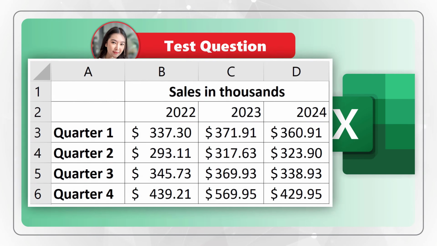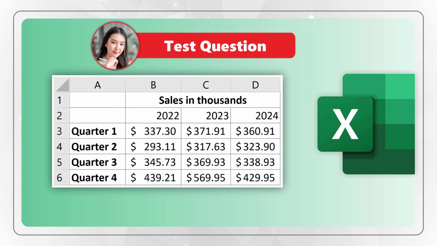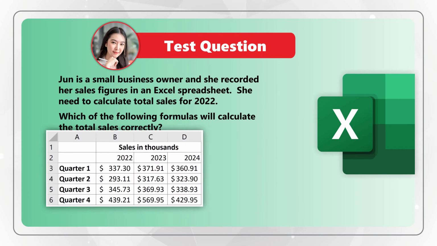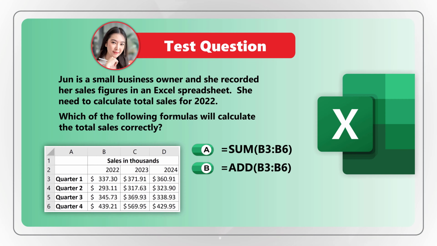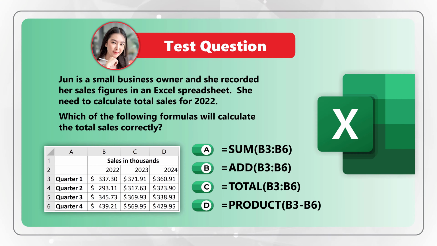You're presented with the snapshot of data from Microsoft Excel, and you need to select one out of 4 possible choices. Choice A equals SUM(B3:B6). Choice B equals ADD(B3:B6). Choice C equals TOTAL(B3:B6). And last but not least, choice D equals PRODUCT(B3-B6).